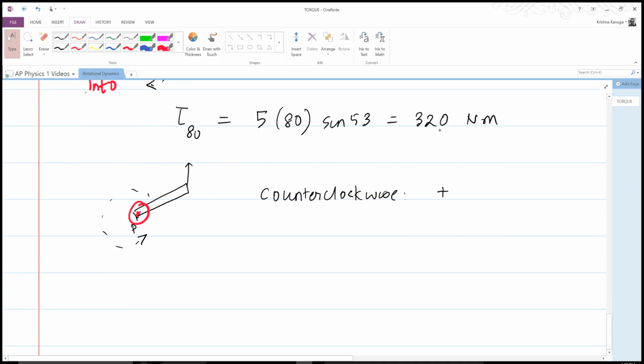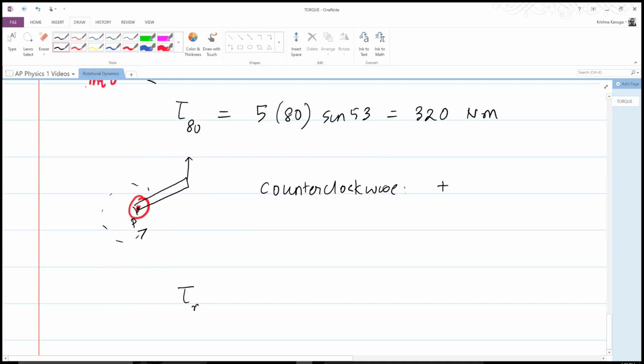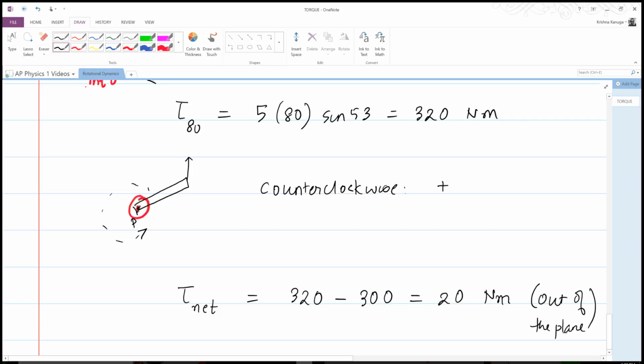Clearly the two torques are opposing each other, and therefore my net torque, tau net, is going to be equal to 320, which is the out, minus the 300, which is in, which happens to be 20 Newton meters in the outward direction, so out of the plane. This is my net torque, and as a result, this object itself is going to have a counterclockwise rotation. In the next video, we will look at the same problem and use the R perpendicular method and see that you could do the problem very, very easily. But make sure you understand this method though.